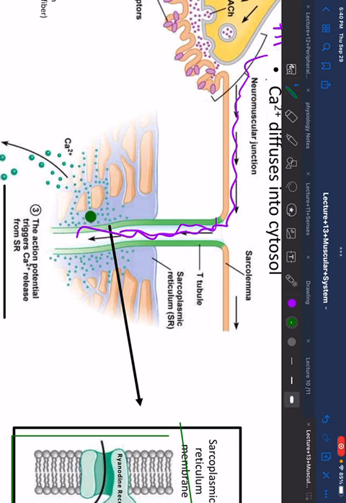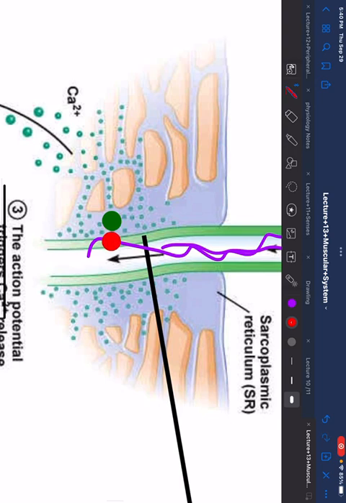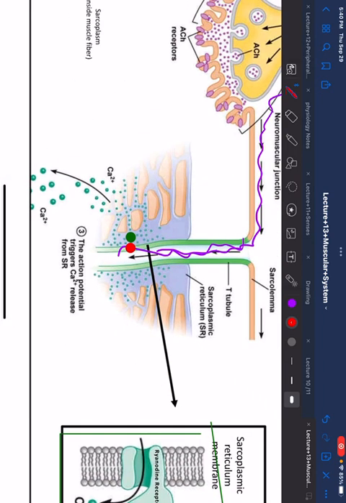So action potentials travel all the way down the T tubules, and then they'll activate this red DHP receptor. And notice the DHP receptor can communicate with this ryanodine receptor next door. DHP receptors activate the ryanodine receptors of the sarcoplasmic reticulum, and this causes calcium ions to be released. And that's what you're seeing here. Calcium ions are being released into the sarcoplasm of the muscle.